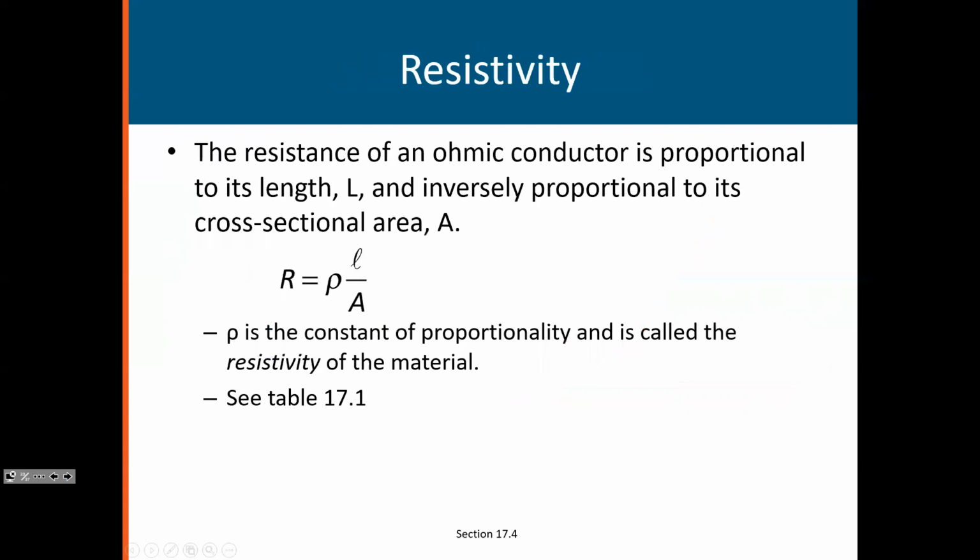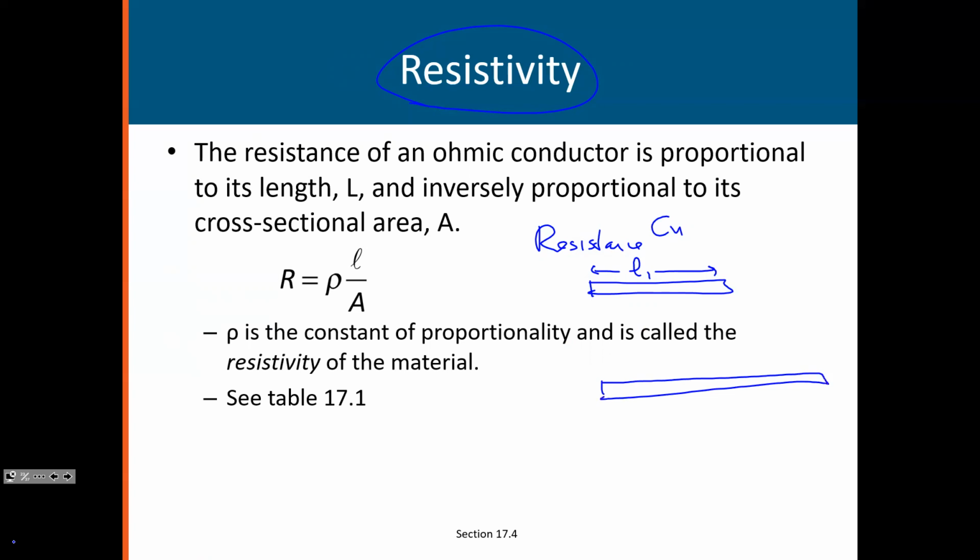It's a non-ohmic device. Now we're going to introduce what is called resistivity. It's not the same as resistance, but it's related to resistance. Suppose we have a material, let's say made of copper, of a certain length L, and another material of different length, say double the length. This is also copper, both of them are copper.